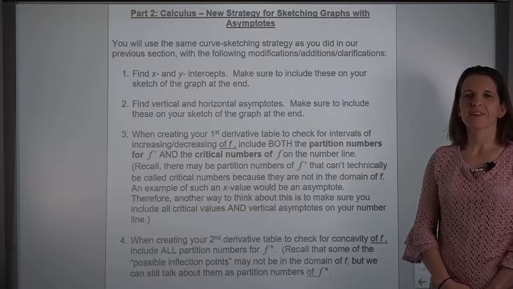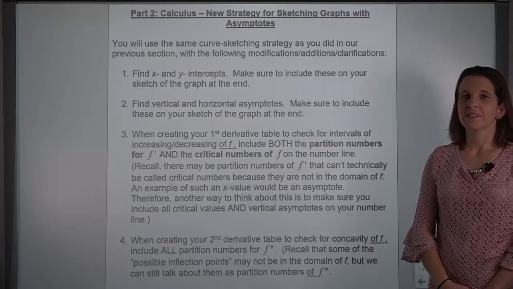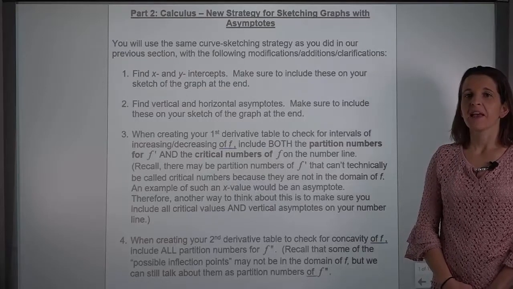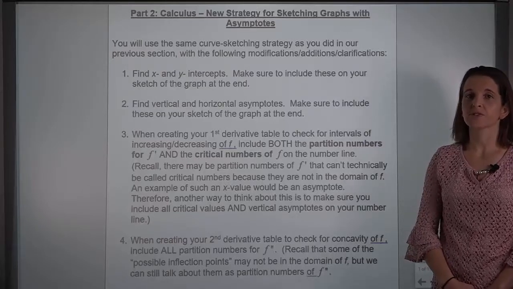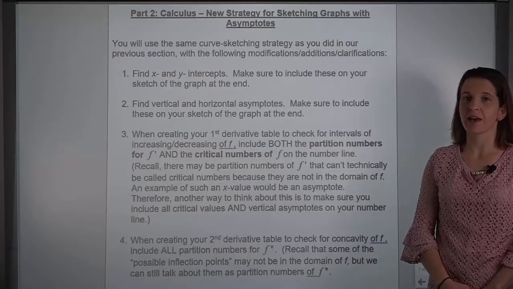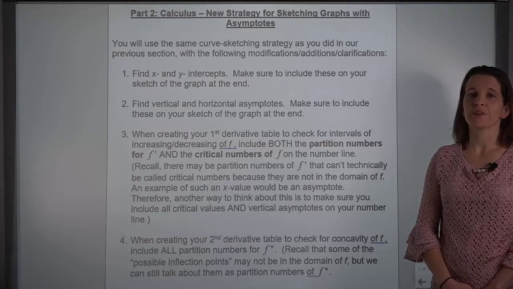Hi, today in Applied Calculus we're going to wrap up our curve sketching. So we're going to revisit that idea of partition numbers and see what happens if we're graphing a rational function, a function that looks like a fraction, and what extra things we have to consider if we're doing that. We're going to use our same curve sketching strategy from previous sections.